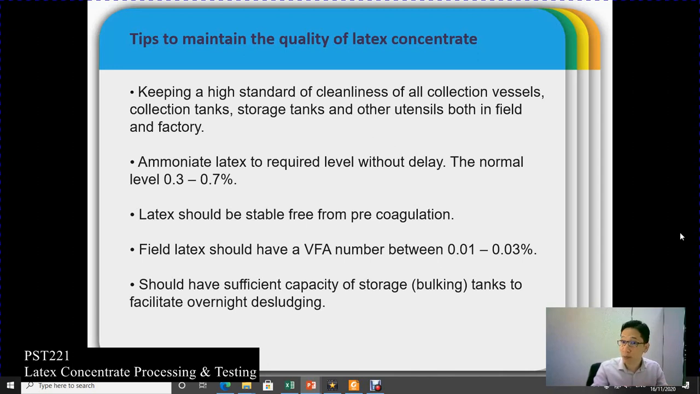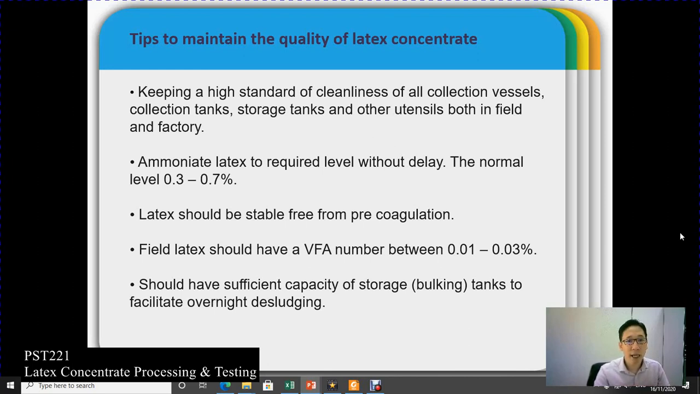This is the most important part of ammoniation that I mentioned earlier, about the requirement of adding preservative immediately when you receive the latex or during the tapping process, because the VFA number will be affected here. So you need to measure it, and if your VFA number is too high, you need to discard it. Do not mix it with other latex, because it will affect the VFA number too.